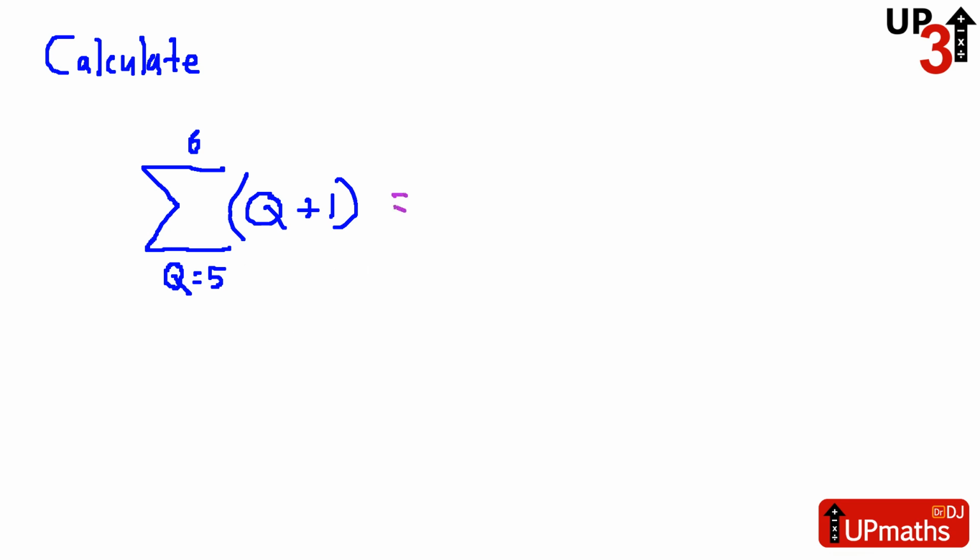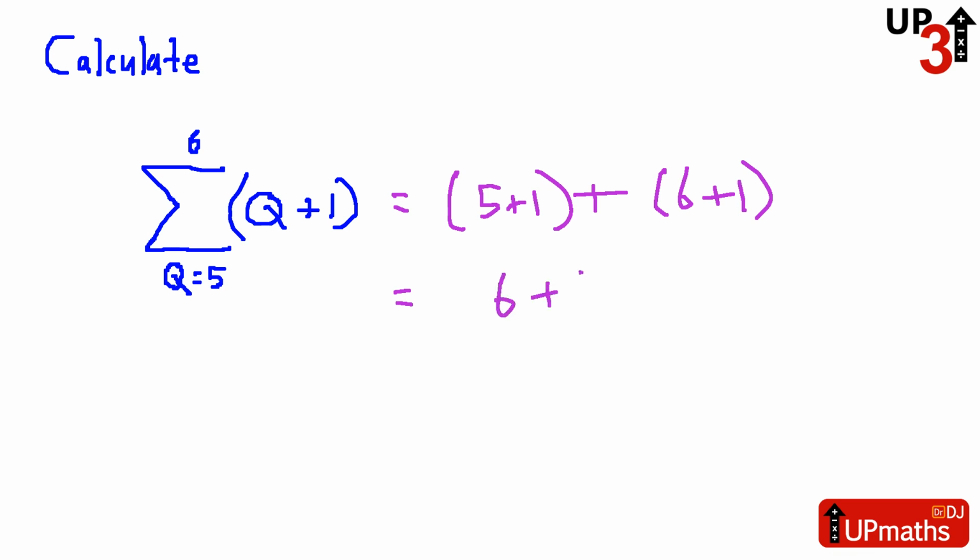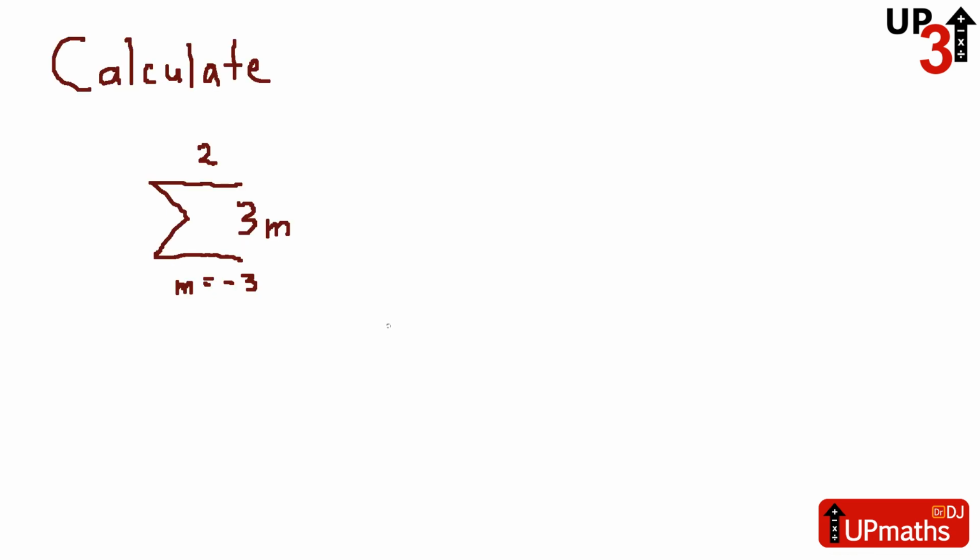Okay, well it's telling me to start at q equals 5. So I'll do 5 plus 1 because I'm following the instruction. I write an add sign because it's a sum. And then I do 6 plus 1. And then I do an add sign. Oh no, I don't because that's the last one. Okay, so that's, what's that? 6 plus 7, which is whatever that is. Let's do the next one.